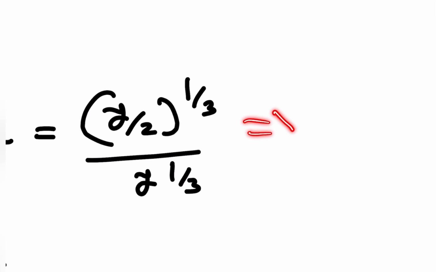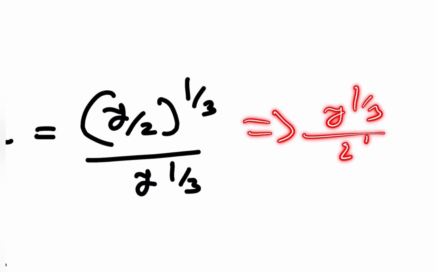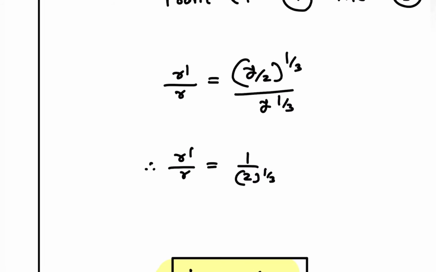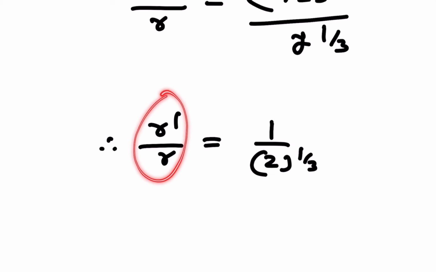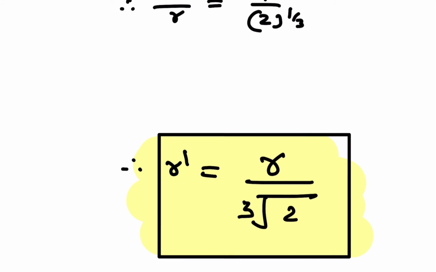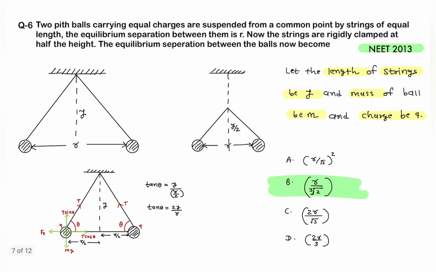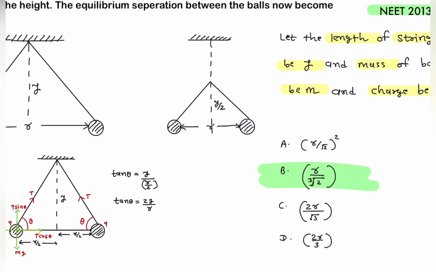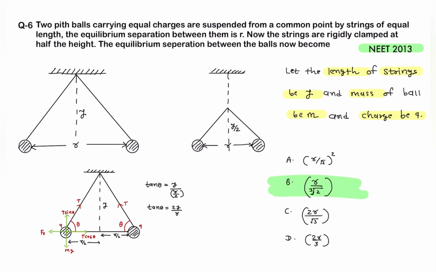After solving this, y has power 1/3 divided by 2 has power 1/3 in the denominator, that is 1/3, so this y has power 1/3 cancels. So the r dash by r ratio becomes 1 upon 2 has power 1/3, so r dash is equal to r by 2 has power 1/3, or the cube root of 2. So option B is correct for question number 6, which was asked in NEET 2013.